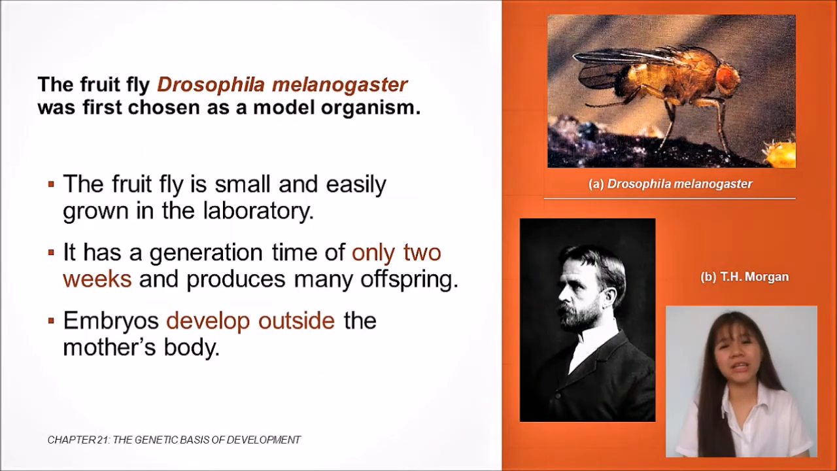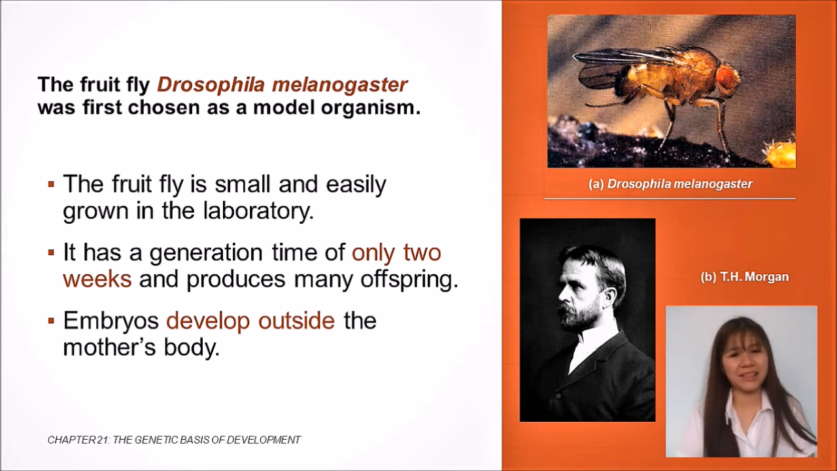The first model organism would be the fruit fly or Drosophila melanogaster. The fruit fly was the first model organism chosen by Thomas Hunt Morgan and intensively studied by other generations of geneticists after him. The fruit fly is small and easily observed in the lab, and it has a generation time of only 2 weeks and produces many offspring, and embryos grow outside the mother's body. In addition, a vast amount of information about its genes and other aspects of biology is available.